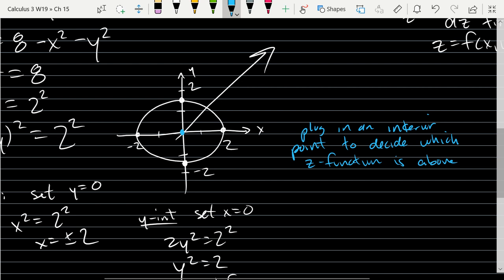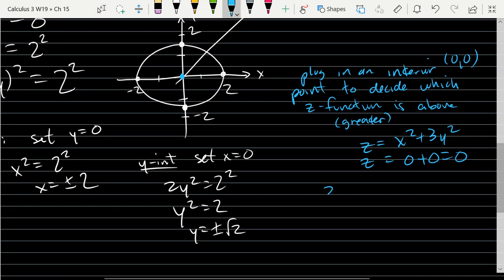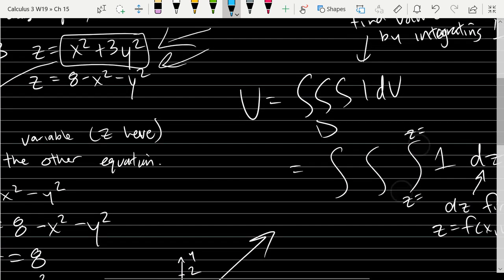So decide which z function is above, which means, in this case, greater. So my first equation, z equals x squared plus 3y squared. So that's going to be 0 plus 0 equals 0. So our first equation gives 0. Now our second equation, 8 minus x squared minus y squared: 8 minus 0 minus 0. So our second equation is actually the big, and our first equation is the small. So we're ready to use that information right here.